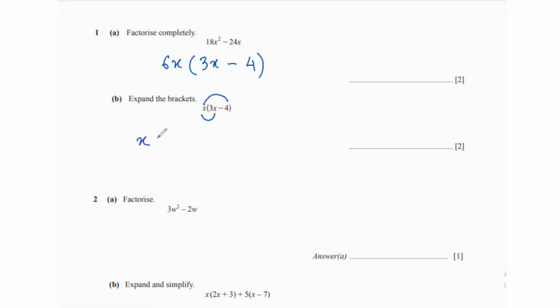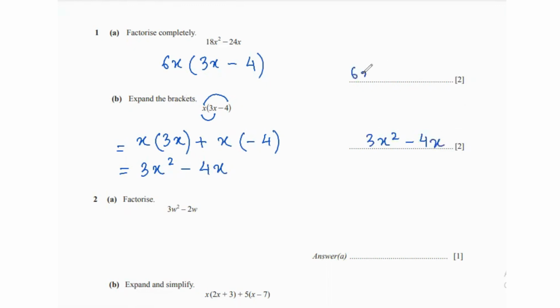So we'll write x times 3x plus x times negative 4. X times 3x is 3x squared. X times negative 4 is negative 4x. Your answer for part B would be 3x squared minus 4x. And over here it would be 6x times 3x minus 4.